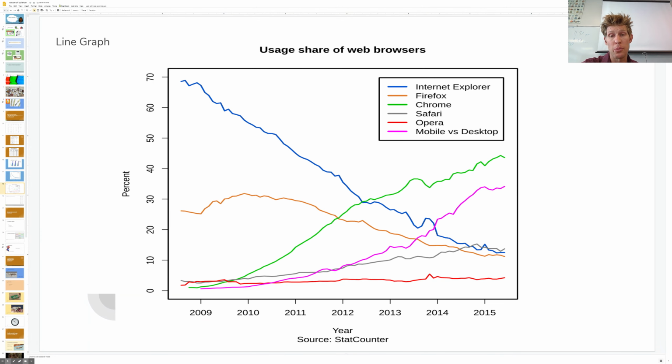Now here's just a normal line graph, and it shows the usage share of web browsers. So these were the years I was in college, and the web browser I started using was, of course, Internet Explorer, because it was the most popular one. It was awesome and so cool. So I used Internet Explorer.